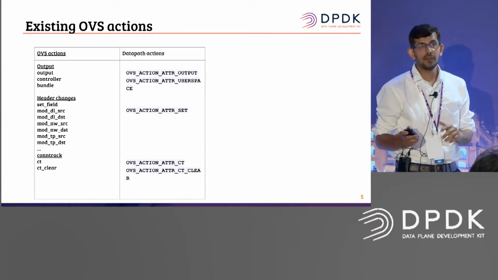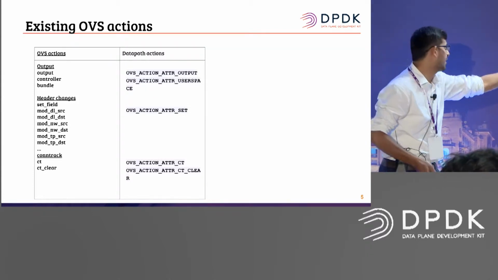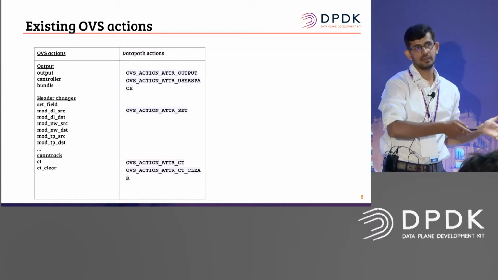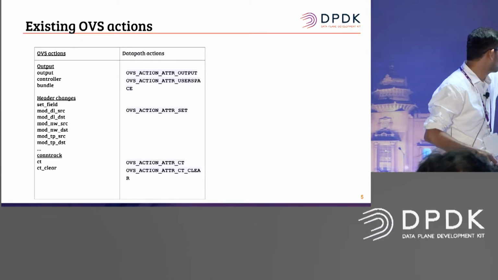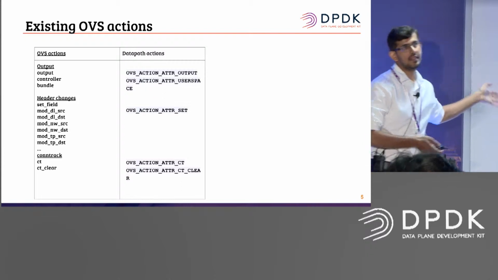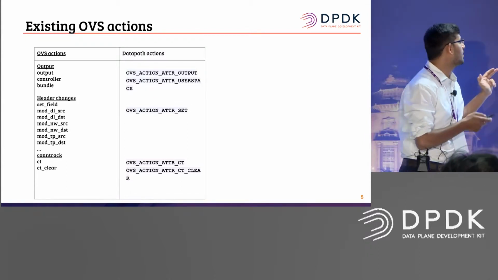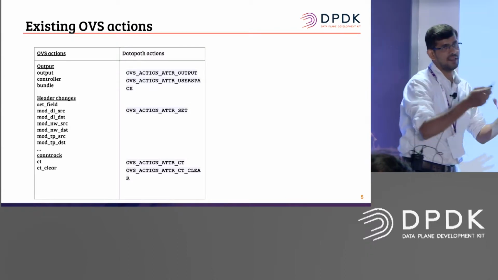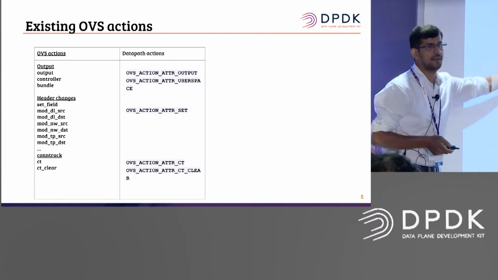In the case of OpenVSwitch, there are certain actions which you see here, like output a packet, or modify the ethernet source or ethernet destination, or IPv4 source, IP destination. All those things are expressed as OpenVSwitch actions. These are actually part of the OpenFlow specification as well. And there is a corresponding data path action, which is a limited set, and OVS will translate from this to that.